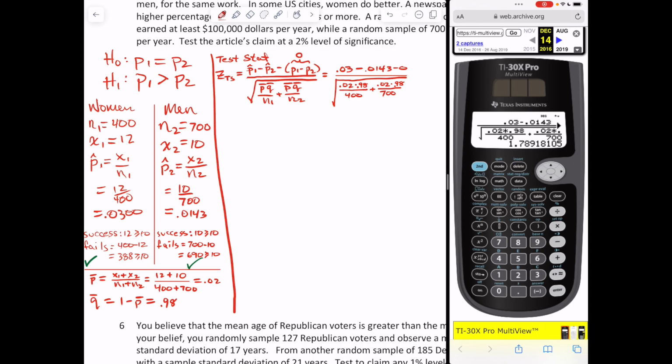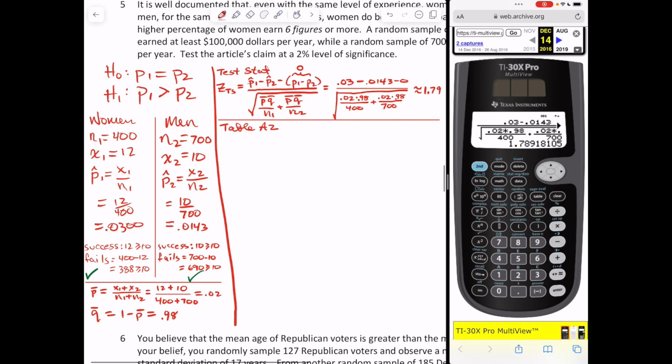Okay, so that's the 1.79, I think is how we'll round that off. Okay, so let me get that here, approximately 1.79. Okay, and then the next thing is we'll need our critical value and then a p-value. So for the z critical value, we would go to table A2 on this.